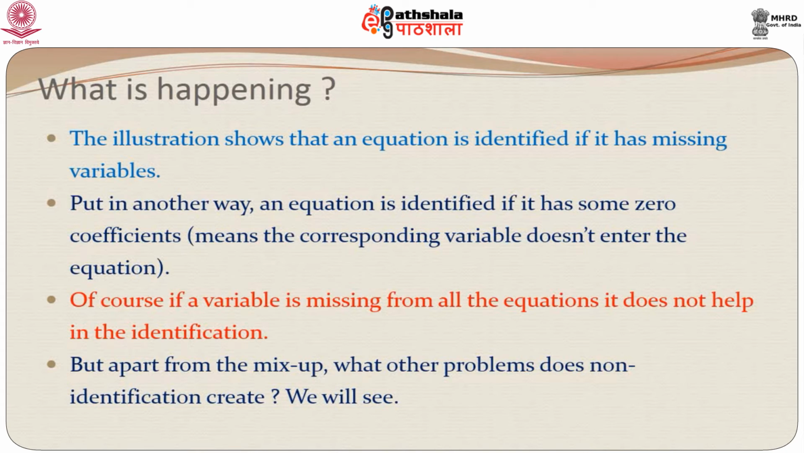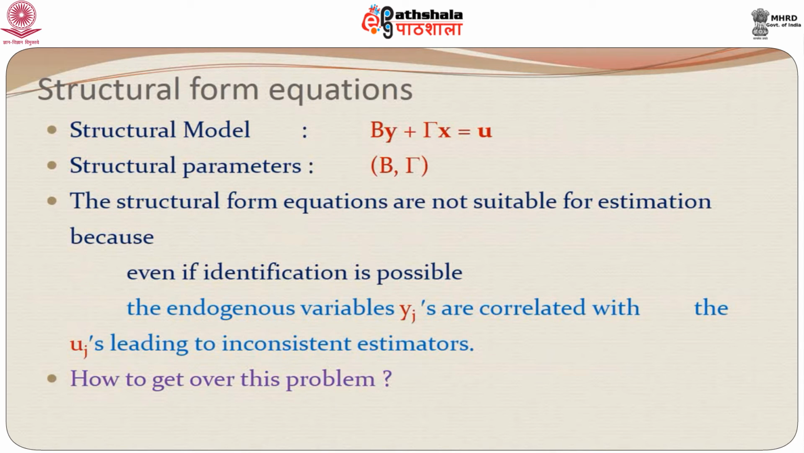But to do that, let us first go back to the structural form equations. So, we will look at the structural model. This is what we have defined before. We have By plus Gamma x is equal to u. B is a G by G matrix of the betas, the coefficients of the G endogenous variables y. Gamma is a G by K matrix of gammas, which are the coefficients of the exogenous variables x1, x2, ..., xk, and u is the vector of disturbances. B and Gamma are referred to as the structural parameters.